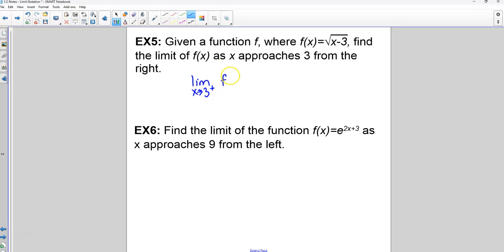I would just do f of x. I think if they use function notation, it makes it the easiest to name that way. But it is an option to do it this way as well: limit as x approaches 3 from the right of square root of x minus 3. Don't do x equals square root of x minus 3. You don't want both of those things there.